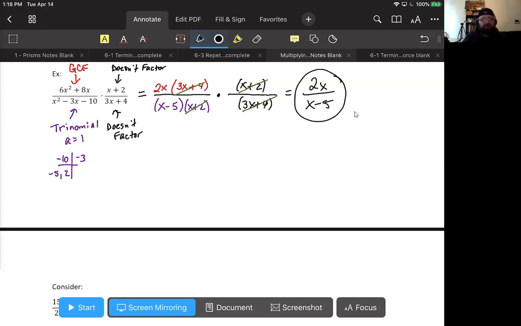So once again, it's very, very important that we are able to factor and factor completely and factor in all of our various ways. So we have to be fluent in factoring to do this lesson.